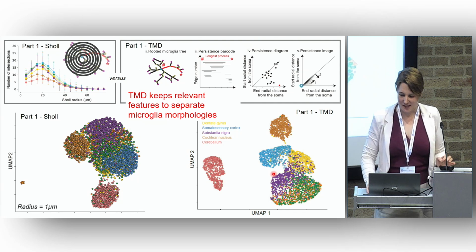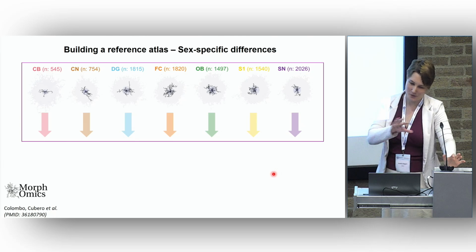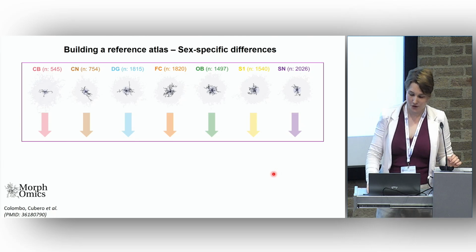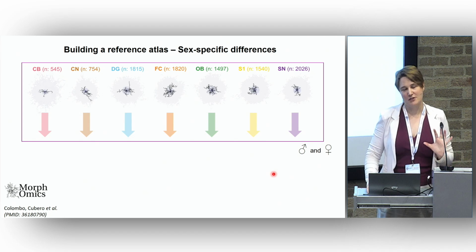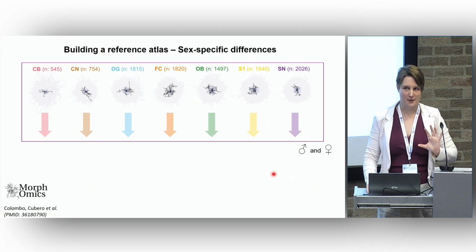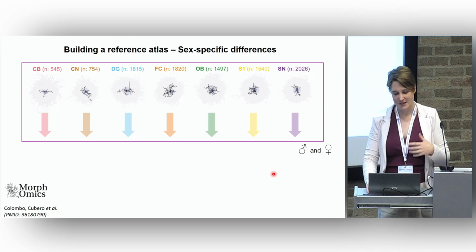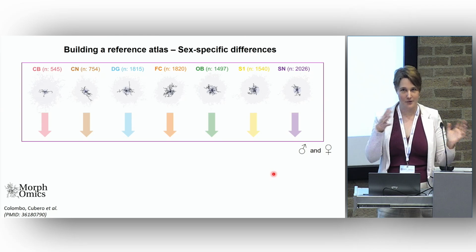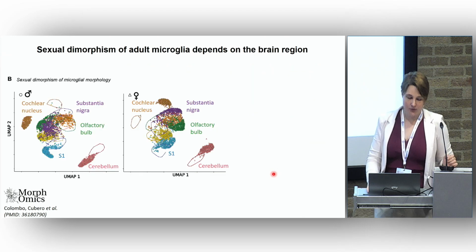Encouraged by these results, we started to build a reference atlas. And we now have these microglia morphologies. We first were thinking, is there a sex-specific difference between male and female? This is an ongoing debate. We know that during development there seems to be a difference. In adulthood, you can find papers in one direction or the other. And so we started to look into this.